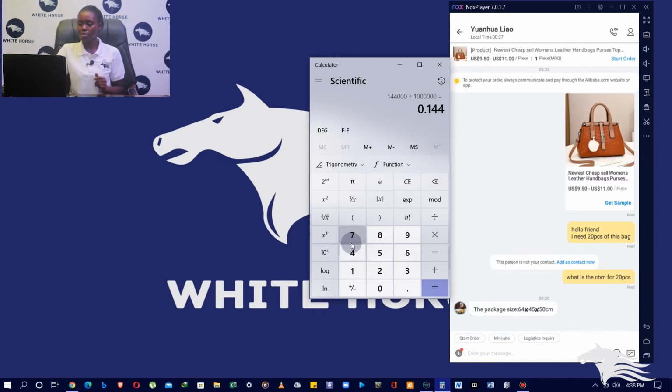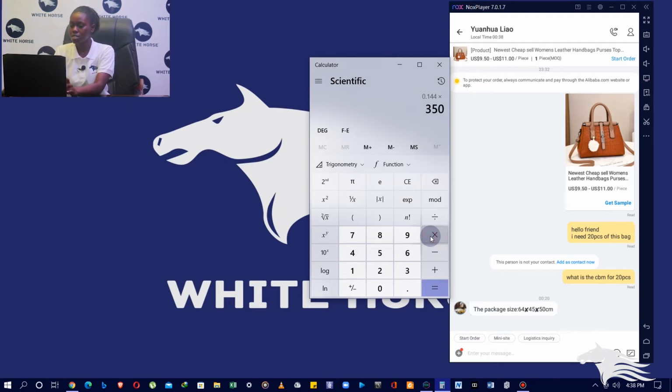So let's go ahead and multiply. 0.144 times 350. Okay, so we have 50.4 USD. This is in USD because we multiplied 350 USD by the CBM. So we have 50.4 USD, and that is the shipping cost for the 20 pieces of the bags that we requested from the supplier.